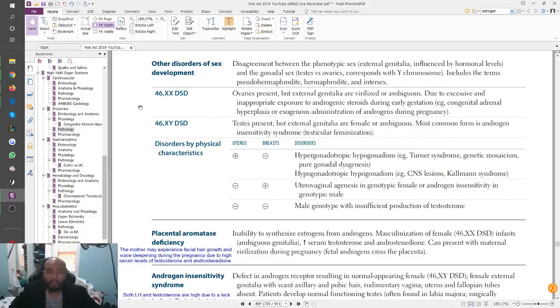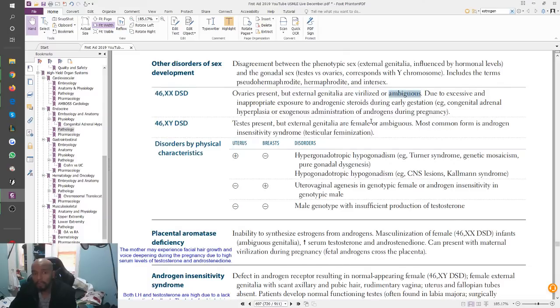The middle portion of this page talks about other disorders of sex development, DSD. It's a disagreement between the phenotypic sex, external genitalia influenced by hormonal levels, and the gonadal sex, testes versus ovaries, which corresponds with the Y chromosome. It includes the terms pseudohermaphrodite, hermaphrodite, and intersex. So there's 46XX and 46XY disorders of sexual development. In XX, obviously you're not going to have testes. So ovaries would be present, but the external genitalia are virilized or ambiguous.